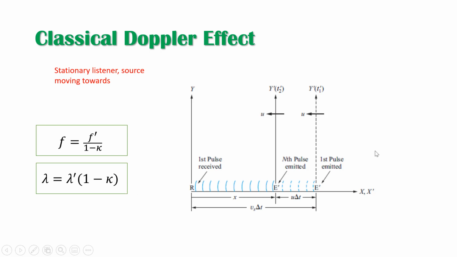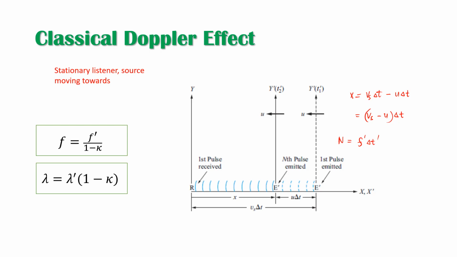So as you can see from the figure, we can deduce here that our x is equal to v sub s delta t minus u multiplied by delta t, or we can just write v sub s minus u multiplied by delta t. So recall also that our n, or n prime, is equal to the frequency as emitted by the source multiplied by the time interval delta t prime.